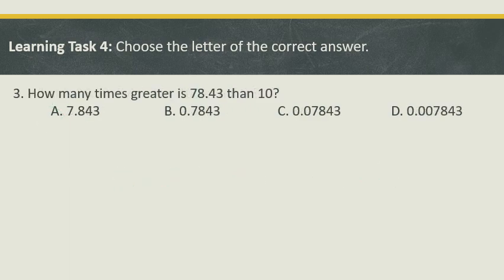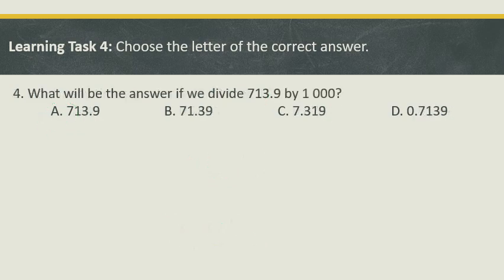Number 3, how many times greater is 78 and 4300 ten-thousandths than 10? So, divide natin ang 78.43 sa 10. Ilang 0 ang 10? Isa. So, i-move natin ang isa to. So, kaya siya magiging 7.843. So, letter A.